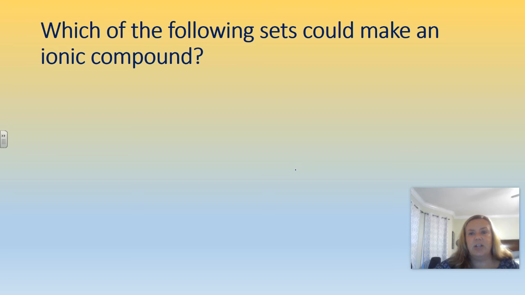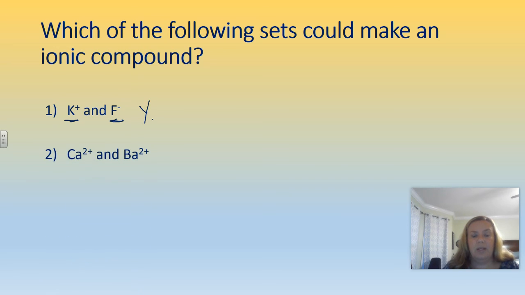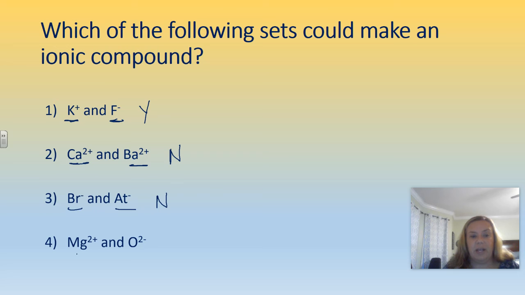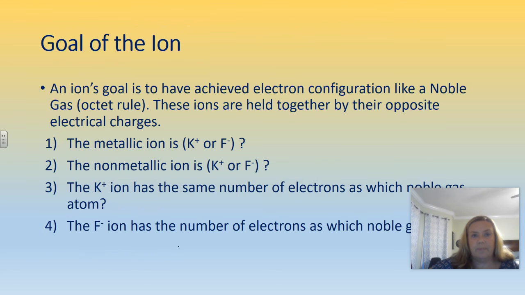So which of the following sets could make an ionic compound? So let's take a look here. We have a K plus and an F minus. So since we have a cation and an anion, yes, this should in fact make an ionic compound. We have a cation and a cation. No, we're not going to make an ionic compound. They don't want to be around each other. We have an anion and an anion. So no, they're going to repel. They're 2 anions or 2 negatives. And then finally, again, we have a cation and an anion. So of course, this will make an ionic bond as well.